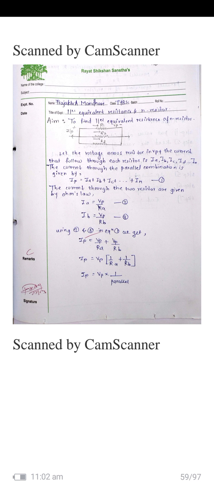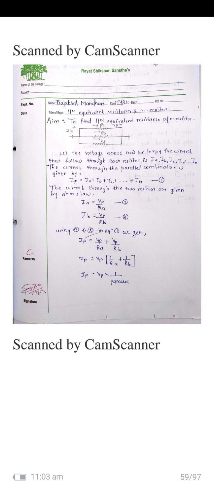The aim of this experiment is to find the parallel equivalent resistance of N resistors. This is the circuit diagram of the parallel resistors. There are three resistors connected in parallel. The input voltage drives a current through each resistor. Suppose R1 carries current I1, R2 carries current I2, and R3 carries current I3.